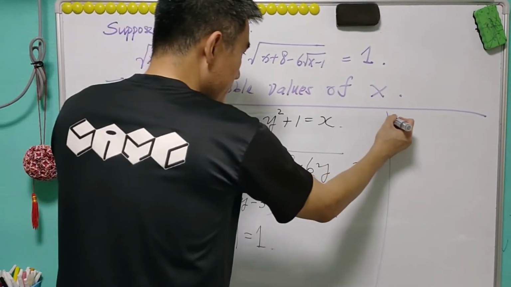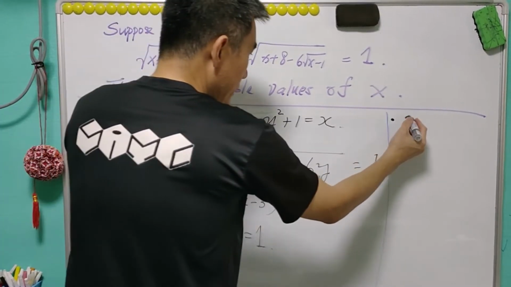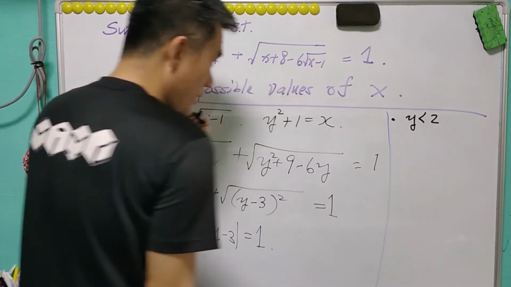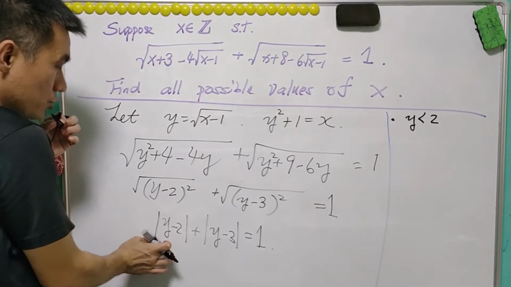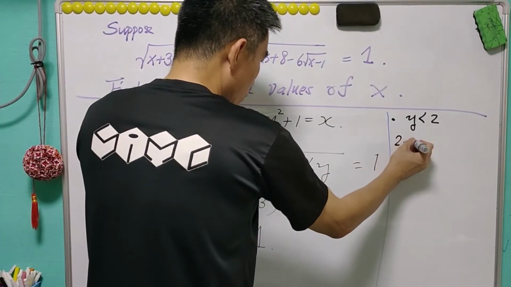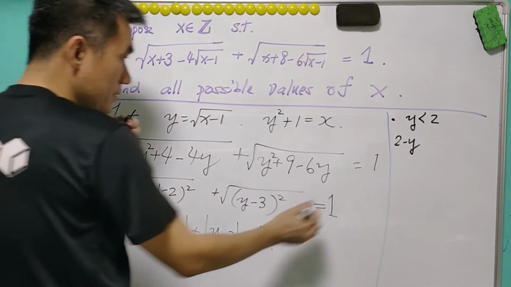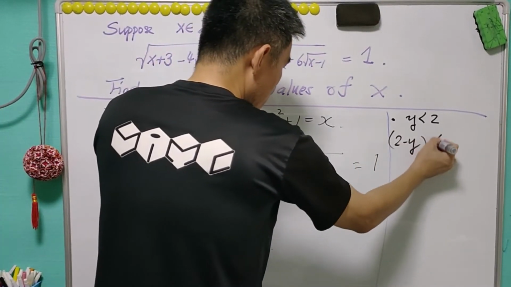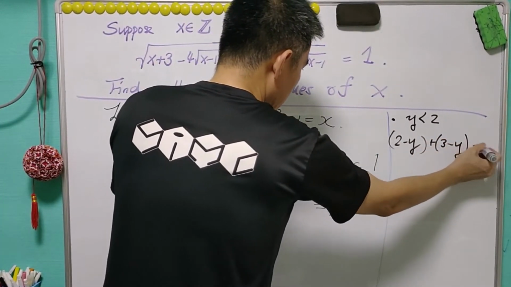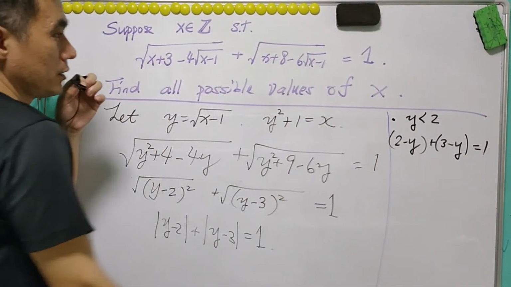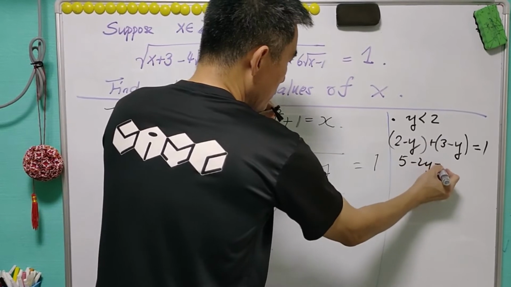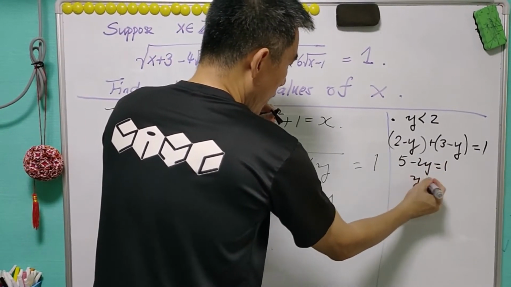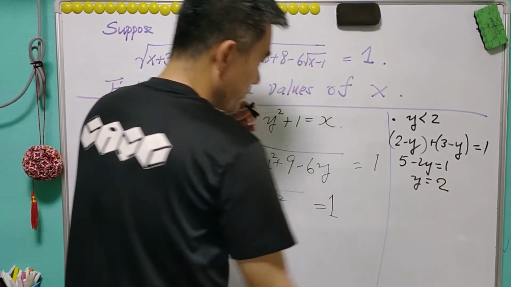Number 1, y is less than 2. If y is less than 2, modulus of y minus 2 will be equal to 2 minus y. And for this, it equals 3 minus y, equals 1. So this will equal 5 minus 2y equals 1. And therefore, y is equal to 2.